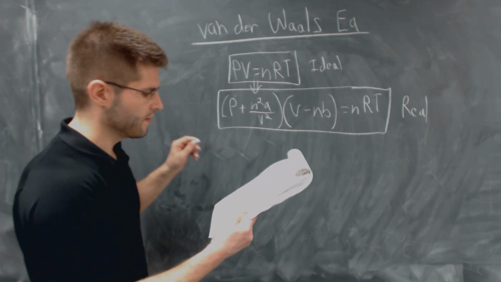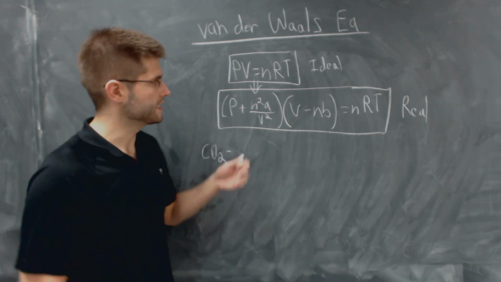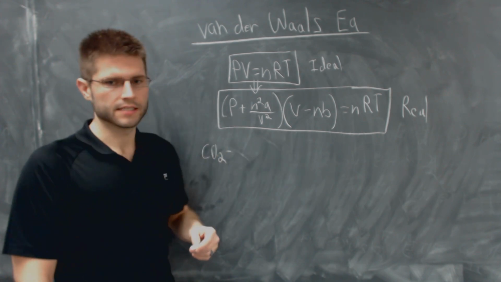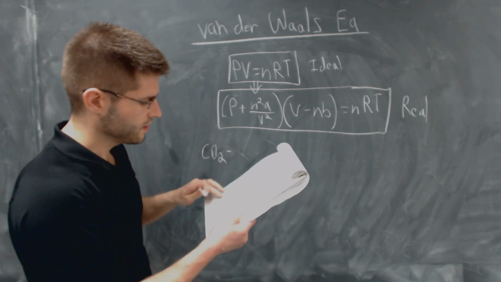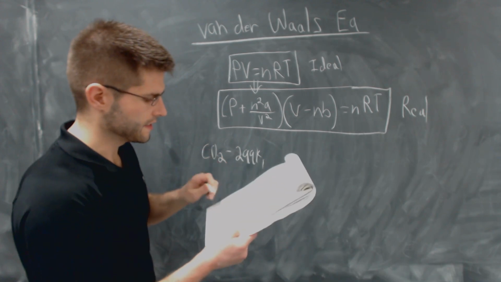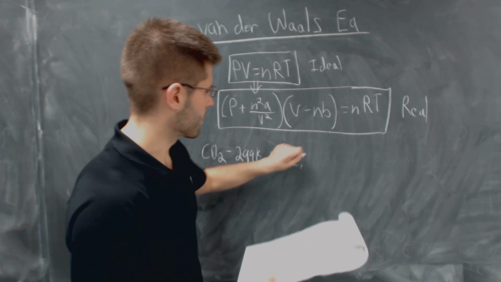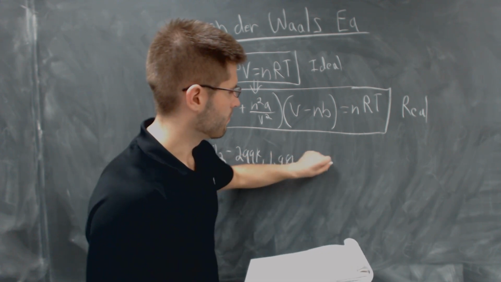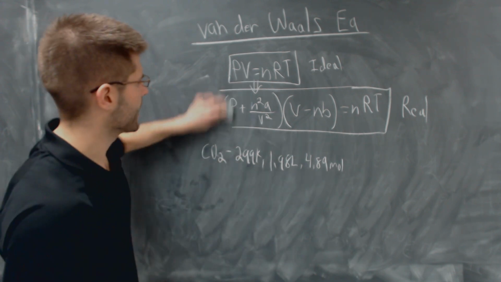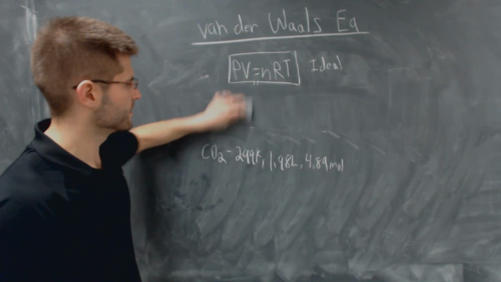Let's say that we have CO2 gas, and I'm going to give you some of the constants, and we're going to identify what the ideal gas law says the pressure should be, and what the real gas law says the pressure should be. So CO2, we're going to say it's at 299 Kelvin, it's at 1.98 liters, and there are 4.89 moles of the gas. Let's first take the ideal gas law and plug in our values. So the real gas law I'll rewrite when we're trying to figure that out.